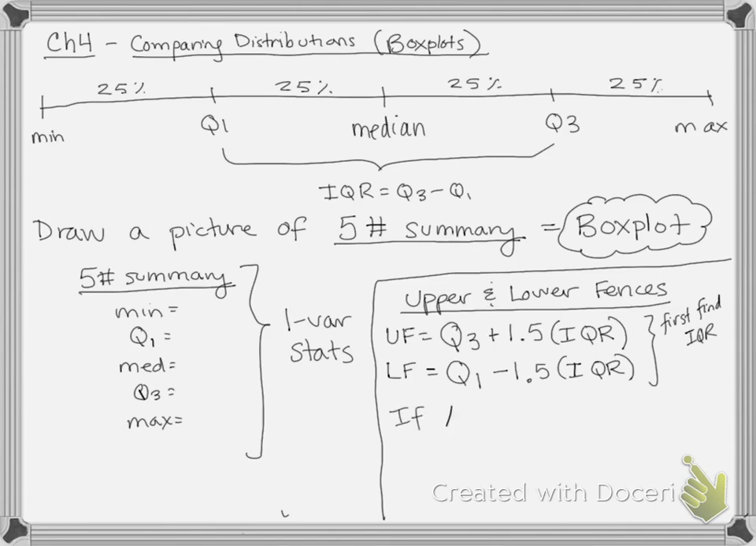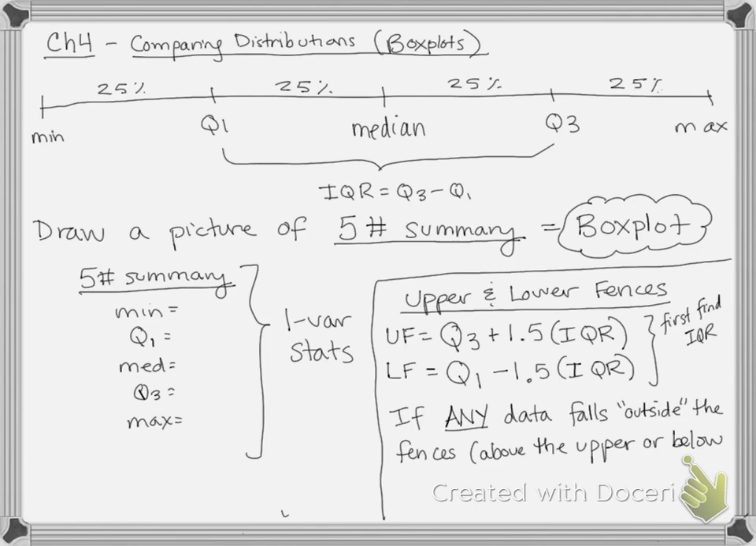If any data falls outside the fences, that would mean above the upper or below the lower, it is considered an outlier. So now we have a definition.